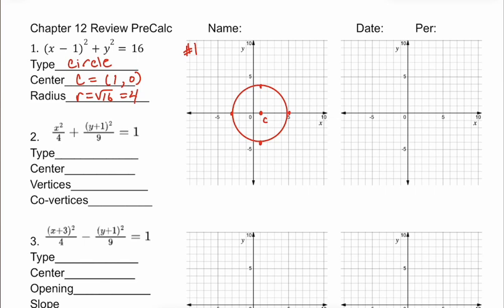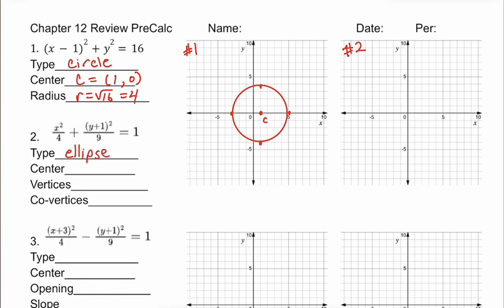Problem number 2, I'm going to put over here. Now, for problem number 2, if it's x squared over a number plus y squared over a number equals 1, and the numbers underneath are different, both have to be positive, both have to be squared. Anybody remember what kind of type that is? It is like the oval. It is the ellipse.